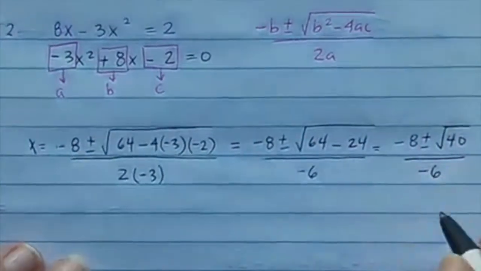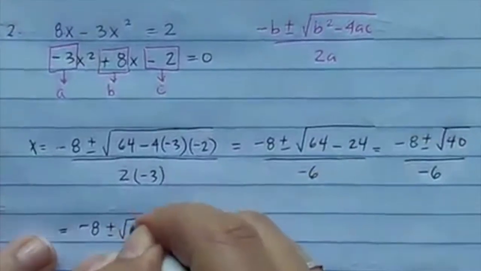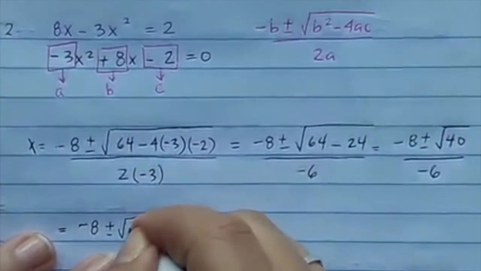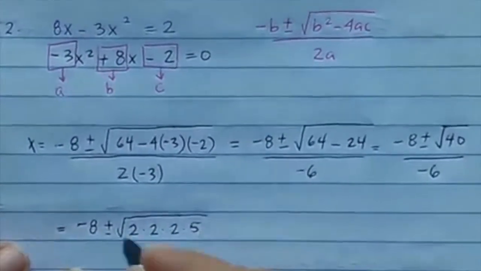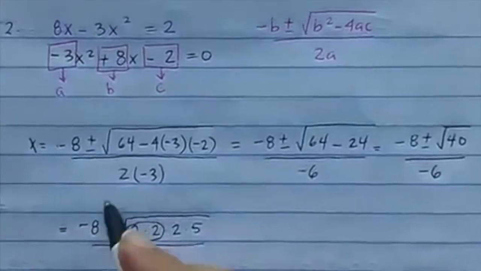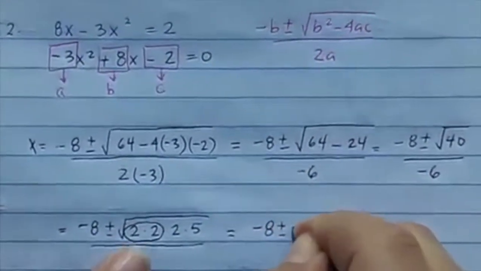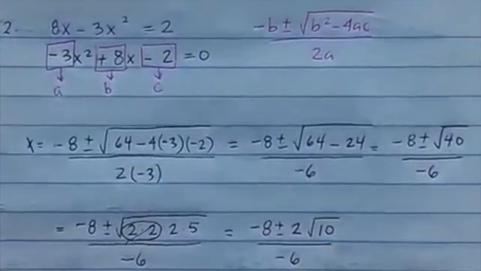Okay, so I'm going to break it down completely. 40 breaks down to 2 times 2 times 2 times 5. And if I see a pair, I can take the pair out. So because it's a square root, I'm looking for a pair. If it was a cube root, I would be looking for 3. So because you see a pair of 2's, you can take the 2 out. So when you take the 2 out, you're going to get negative 8 plus or minus 2, and then what's left inside? 2 times 5, which is 10.